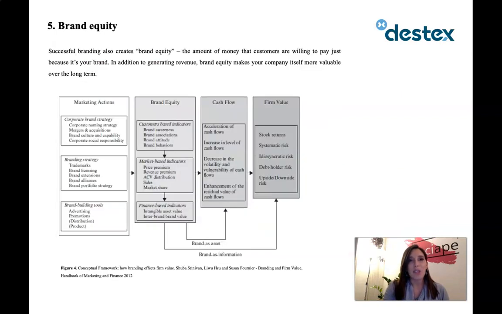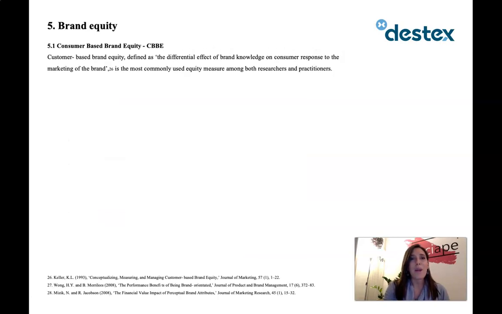The branding strategy, together with corporate identity and communication and promotion campaign implemented, if successful, contribute to the creation of the brand equity, so the amount of money that consumers are willing to pay just because it's your brand. Brand equity can be evaluated through different measures. The most commonly used equity measure is the consumer-based brand equity, defined as the differential effect of brand knowledge on consumers' response to the marketing of the brand.